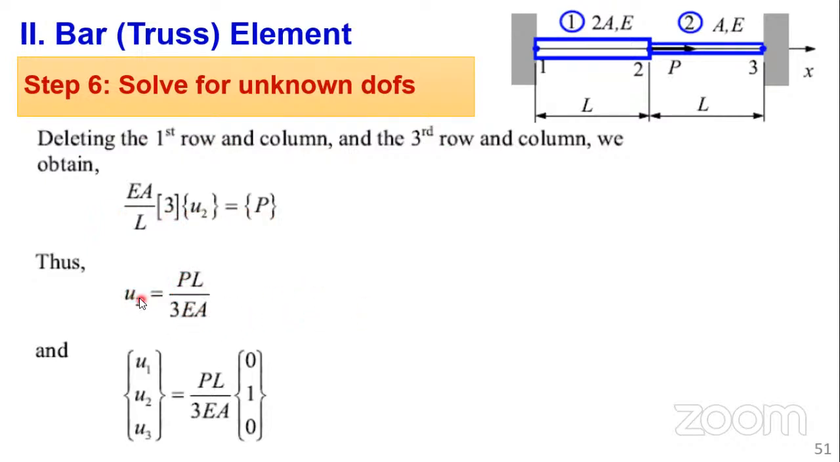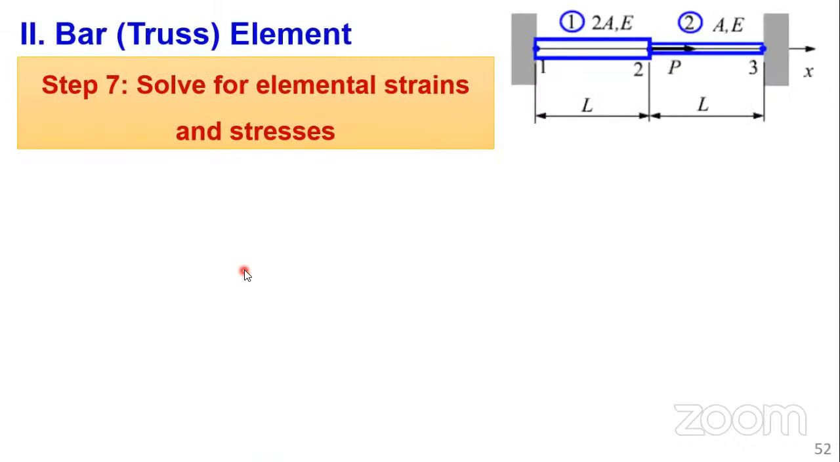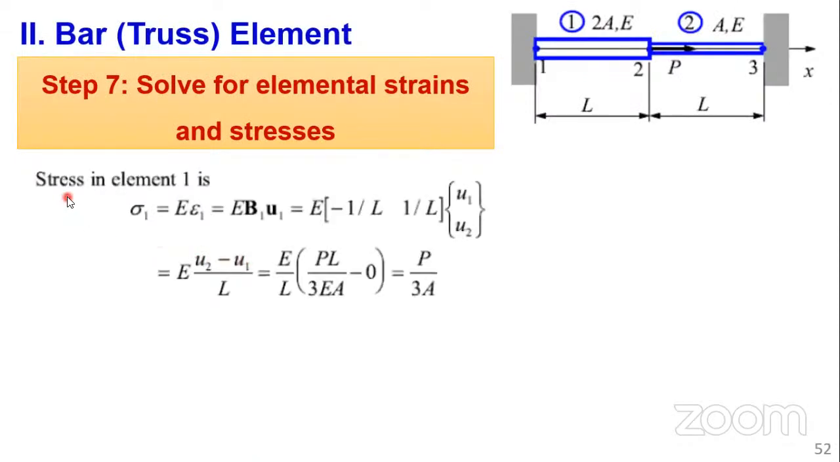So you have already solved for U2 by removing the other rows and columns corresponding to known degrees of freedom as 0. So basically, U1 is equal to 0, U3 is equal to 0, U2 is equal to PL over 3E. So you can go ahead and then get the reactions or the stresses. In this question, the reactions were not required, but you could go ahead and get the reactions at the support. Stress in bar 1 is what is required.